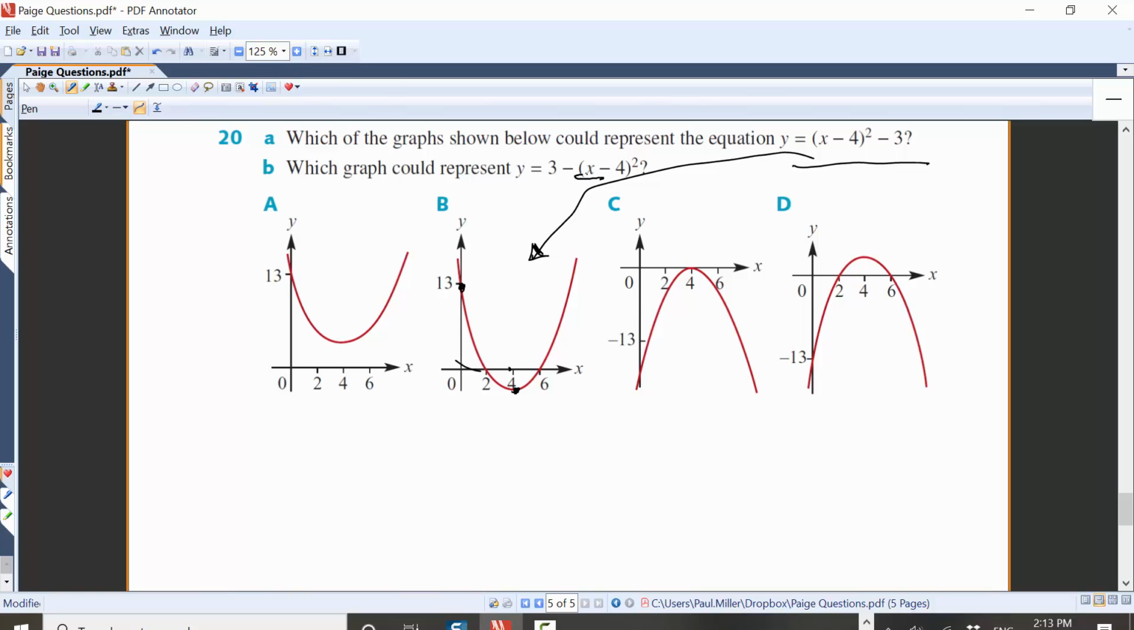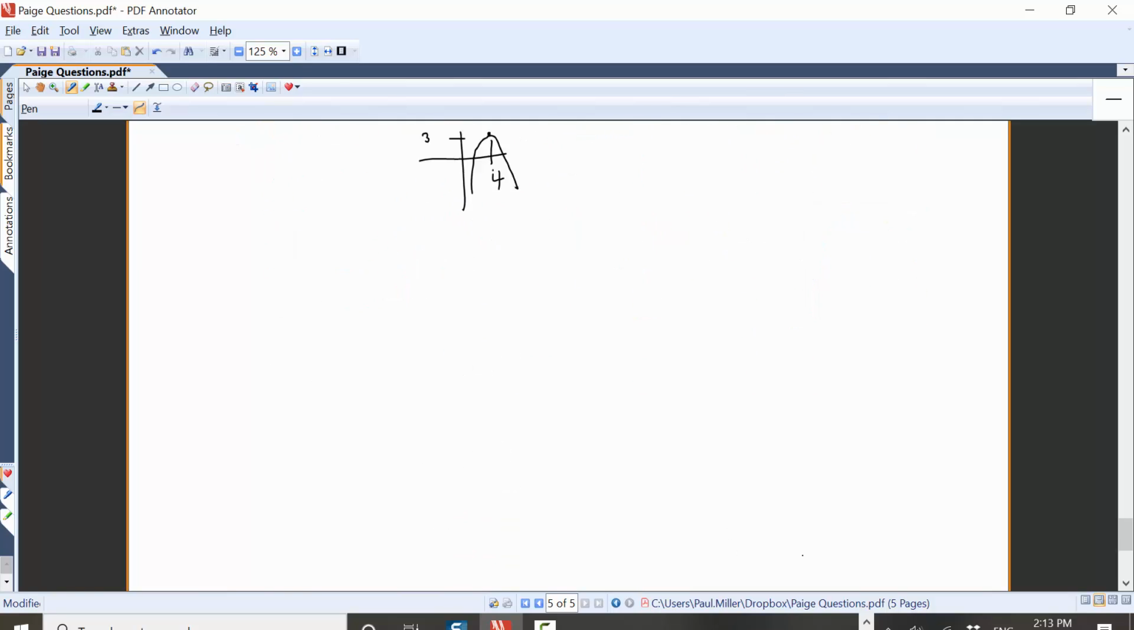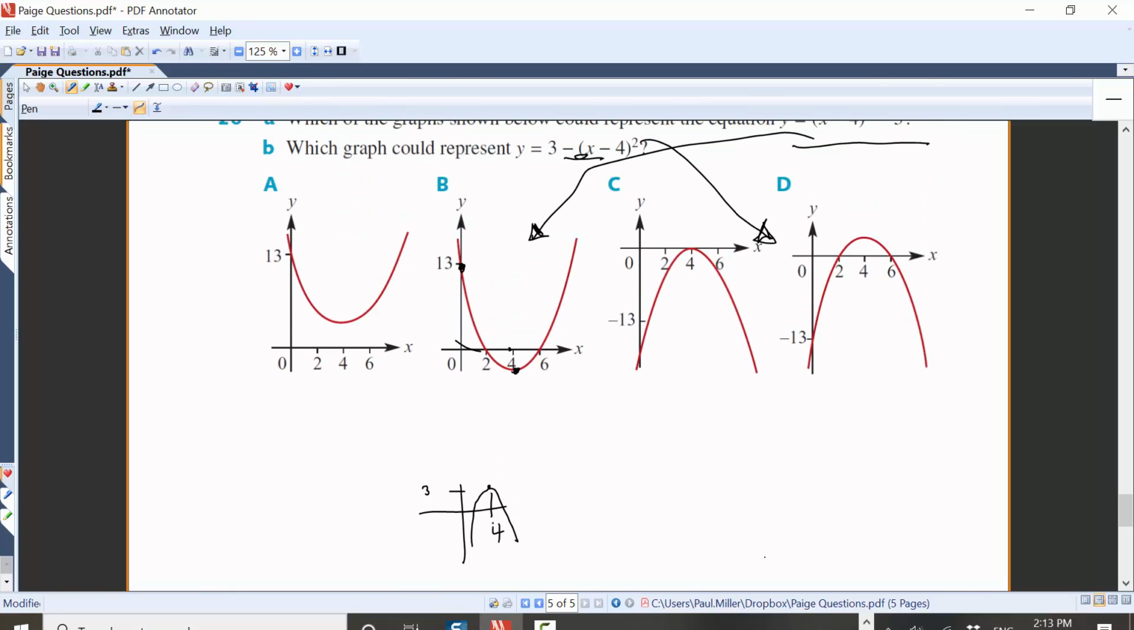All right, this function here is, if I'm going to graph it, 4 units to the right, 3 units up, and it's inverted. So it has to be D. And that's it. Hope that explains it.